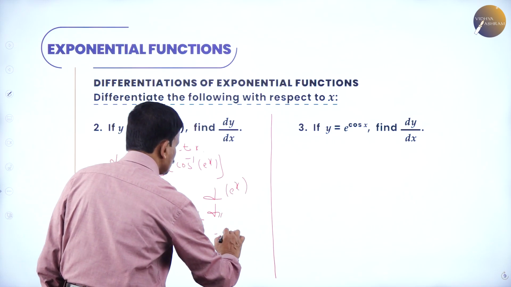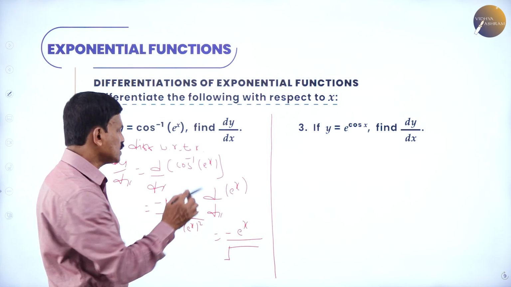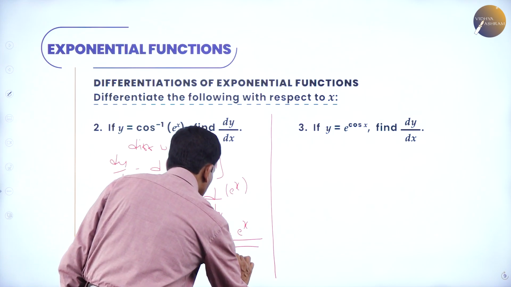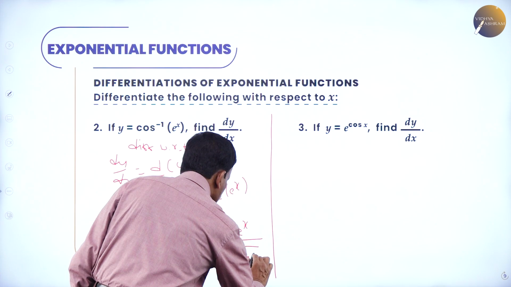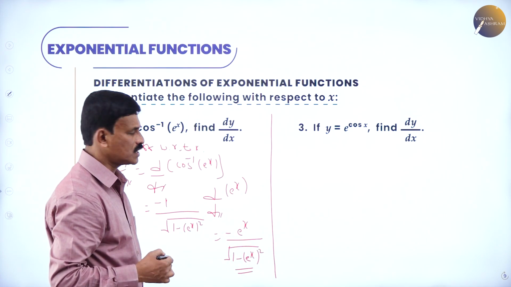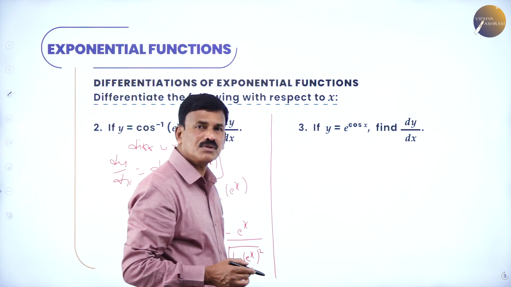So, the derivative of e power x is e power x. E power x into minus 1 is minus e to the power of x divided by root of 1 minus e to the power of x whole square, or you can also write e to the power of 2x. That's it. Now, move on to the next problem. Y is equal to e to the power of cos x.